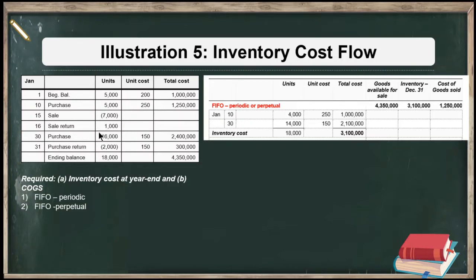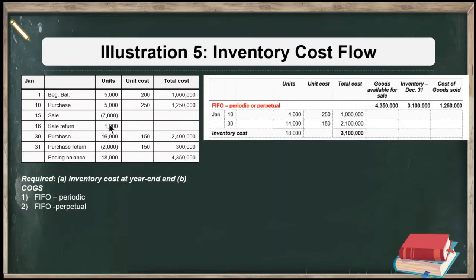And why is it 14, not 16, ma'am? Because on January 31, there are 2,000 units that were returned. So the remaining purchases would only be 14,000 for January 30. That's why 14,000 times 150 is 2,100,000.